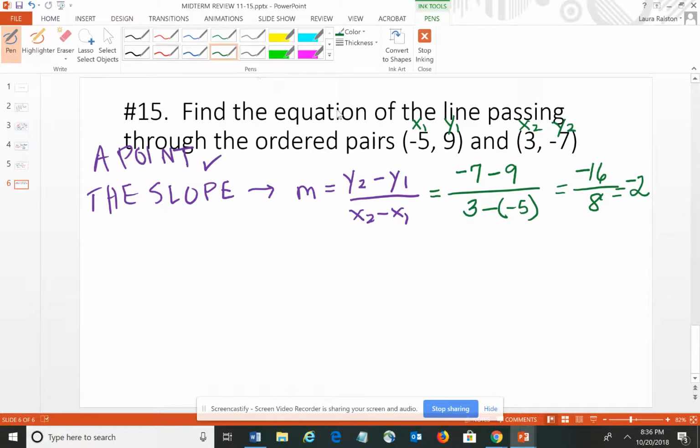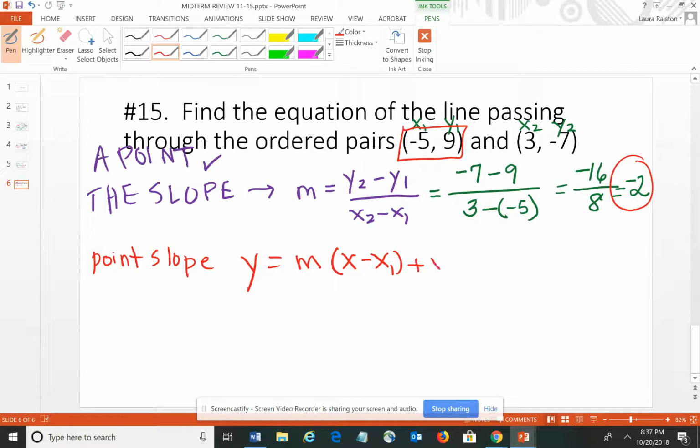So now I have calculated my slope, which is negative 2, and I have a point, and you can choose whichever one you want. And we're going to substitute into point slope, which is y equals m times x minus x1 plus y1. So when I do that substitution, I have y equals negative 2 times x minus, the minus 5 makes plus 5, plus 9.